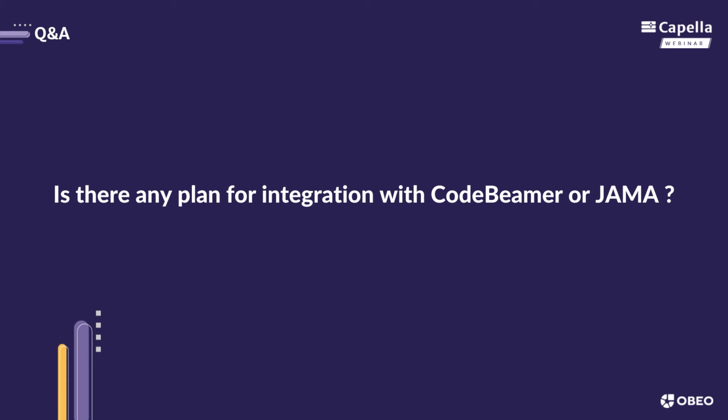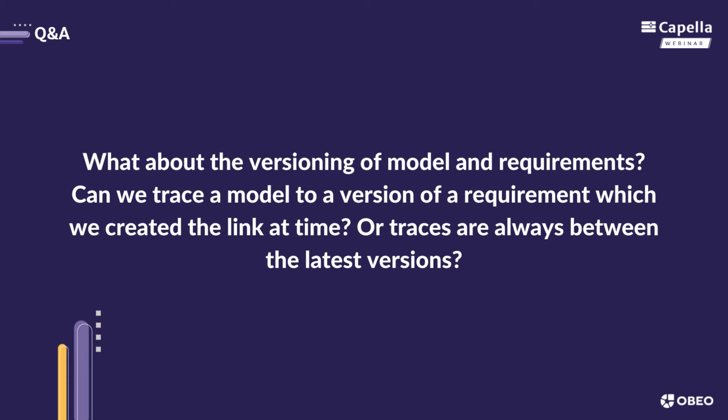Okay, the next question. What about the versioning of model and requirements? Can we trace the model to a version of a requirement which we created the link at time? Our traces are always between the latest versions.